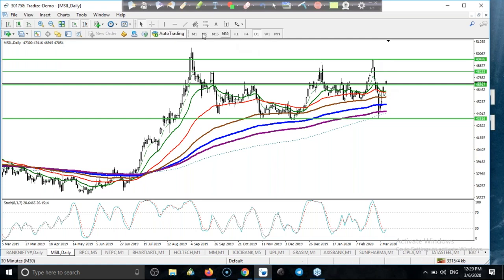Now for the support, we have seen some rejection points in this area. So this is a support and a resistance in a large time frame. That means this is a major support and resistance.